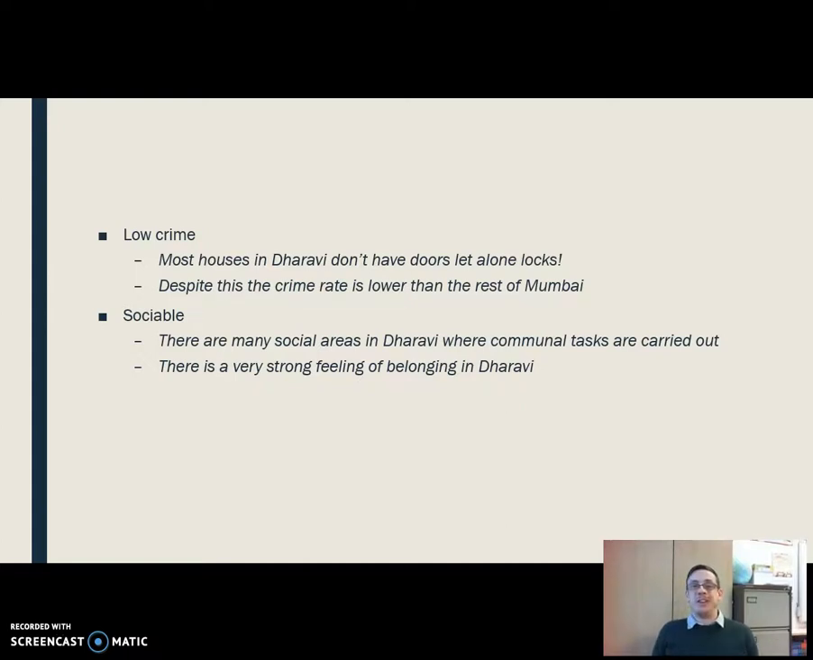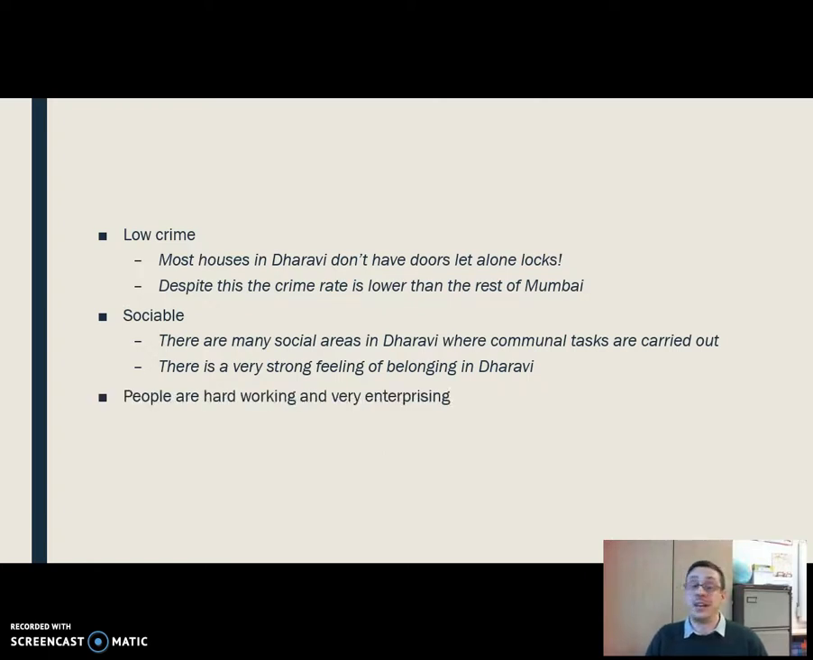And then the last one's, there's really low crime. Now, this is a kind of a line that I've picked up from one of the texts. Most houses in Dharavi don't have doors, let alone locks. But despite that, the crime rate is lower than the rest of Mumbai. And one of the big reasons for that is that there is a real sense of community in Dharavi. I mean, the washing of clothes, drying of clothes, the pottery areas, stuff like that, are very communal. People talk while they work, and there's a very, very strong sense of belonging in the area.